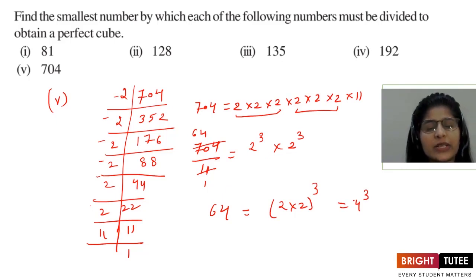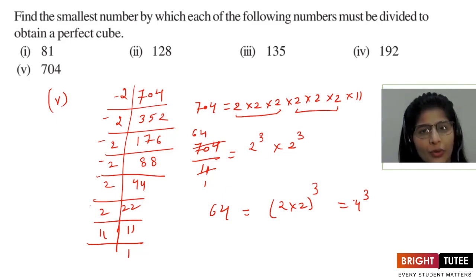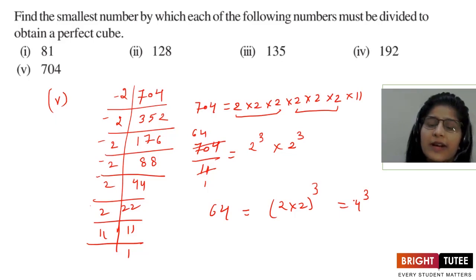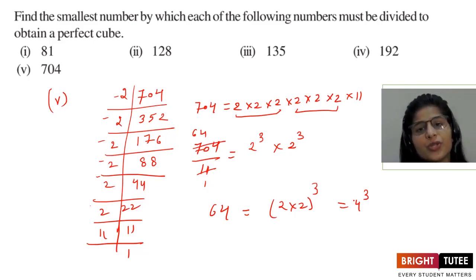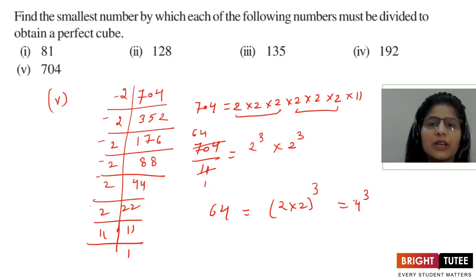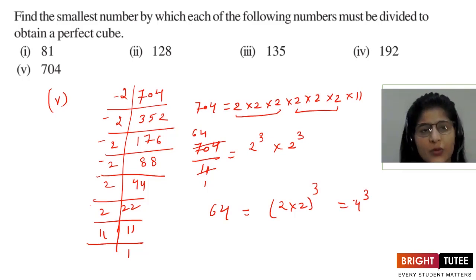So we see 64 is a perfect cube and it is a cube of 4. So 704 should be divided by what number? 704 should be divided by 11. So 11 is the smallest number by which 704 should be divided so that it becomes a perfect cube. Clear? Let's move ahead with the next question.